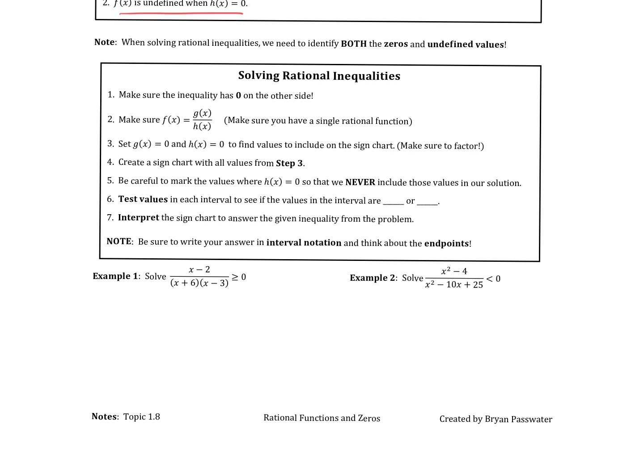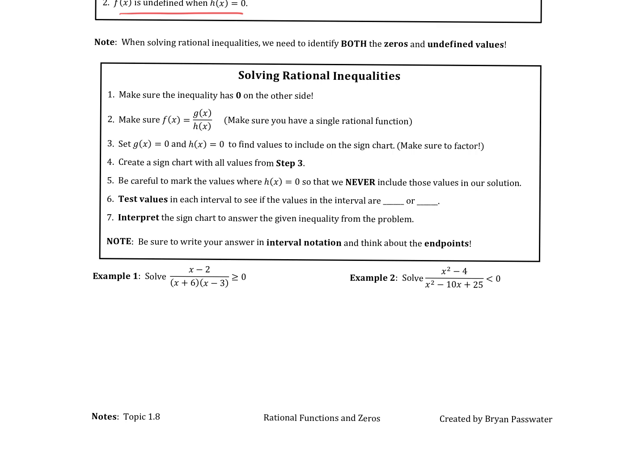Note when solving rational inequalities, we need to identify both the zeros and undefined values. Solving rational inequalities: 1. Make sure that the inequality has 0 on the other side. Make sure that f of x equals g of x over h of x, a single rational function. Set g of x equals 0 and h of x equals 0 to find values to include on the sign chart. Make sure to factor.